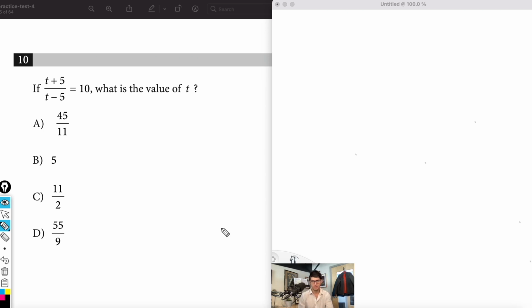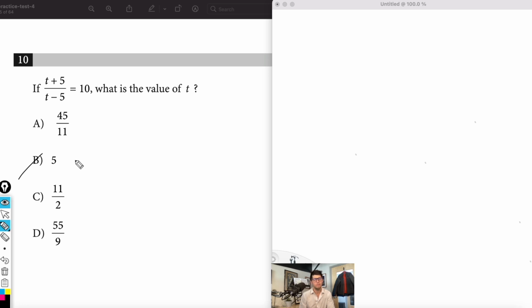Think about it. If you have 10 things, how do you divide them into 0 groups? You can divide them into 1 group or 2 groups. You can't divide them into 0 groups. So this answer is out. And I actually don't know much from that answer. So what I would probably do here is just try these values out. I guess I'll try out the 11 over 2 first.